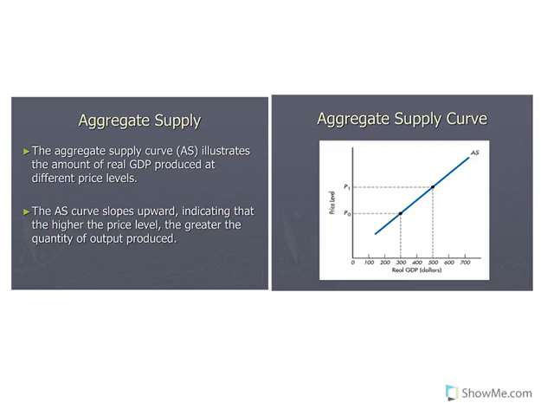In this lecture, we're going to talk about aggregate supply. You'll see here that I have the graph of what an aggregate supply curve looks like, and it's basically illustrating the amount of real GDP that is produced at different price levels. Now, one thing that you'll note is that it looks identical to the supply curve that we learned about in Chapter 3, where we were talking about just the supply of a particular good or service.